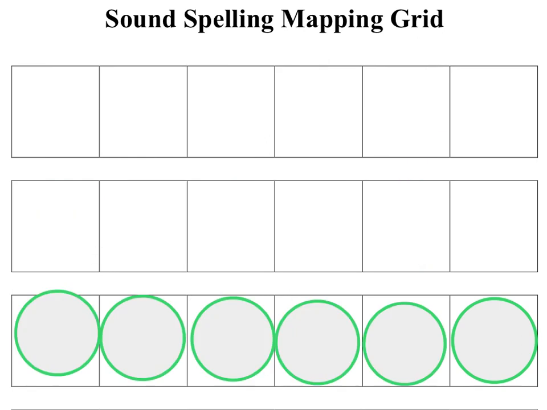Okay, let's do our next word. Female. What's the word? Female. Let's start by pushing up my sounds. F, E, M, A, L. Female. There are 5 sounds in female.